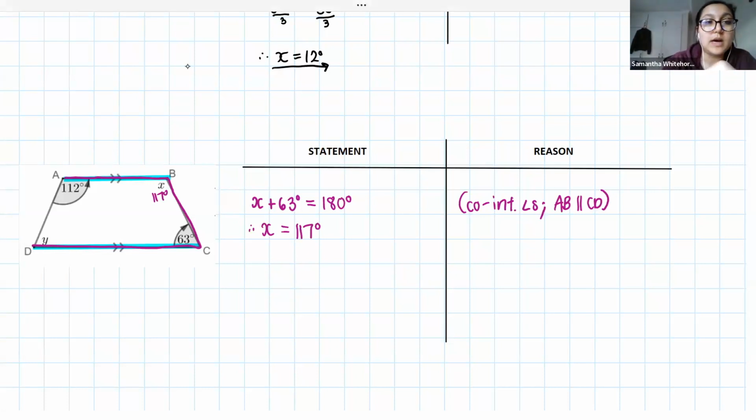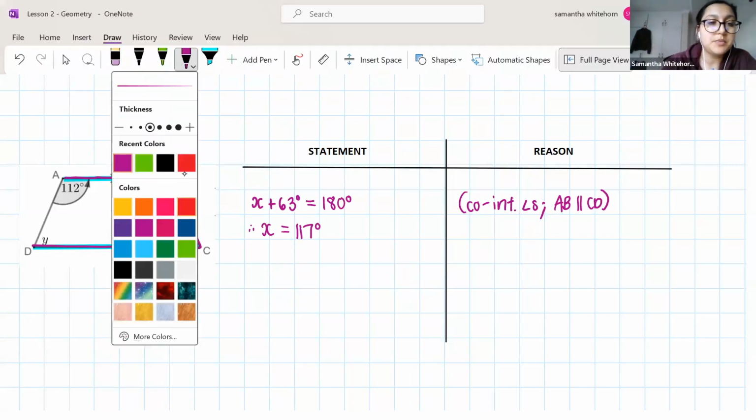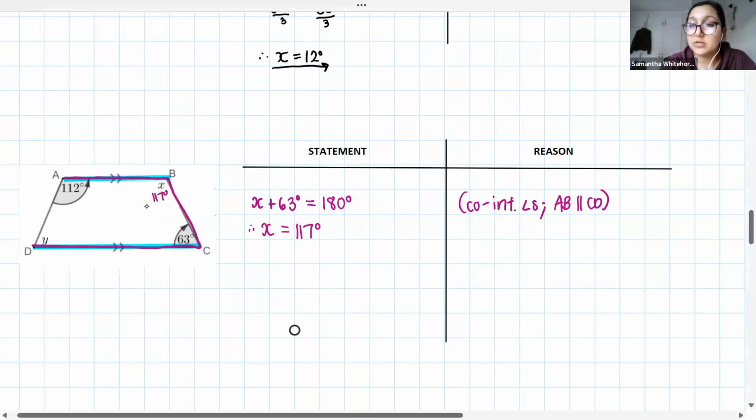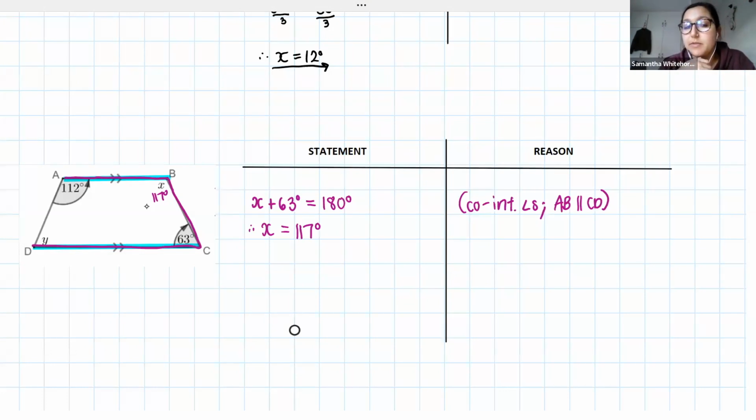Now, in order to get Y, you've got two options. Option number one is you can use the fact that angles in a quad add up to 360 degrees. And so you could say Y plus 112 plus 117 plus 63 must give you 360. And your reason: sum of angles in a quad. You will get 4 marks.